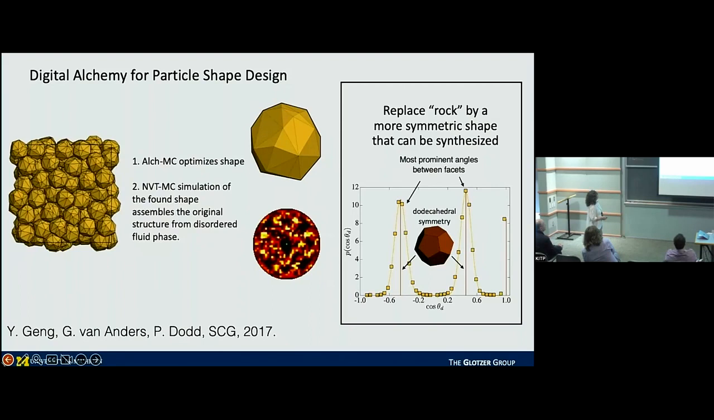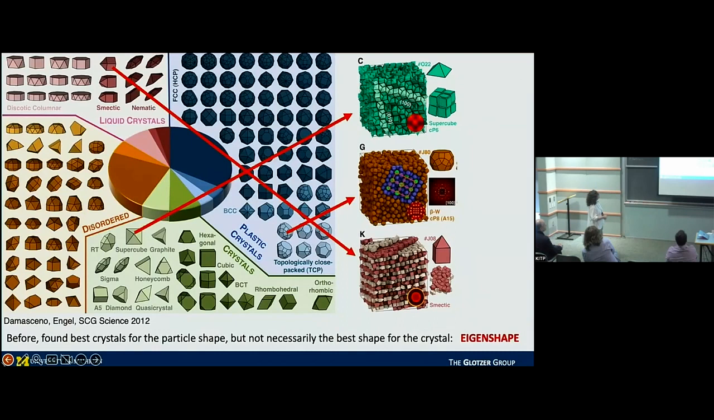And back when we did this work where we just take a particle, we throw it in a box and see what self-assembles, that might be at whatever volume fraction we did that study at, that gives us the crystal structure, right? That's the best crystal structure for that particle shape. But that doesn't mean that that shape is the best shape for that crystal, right? And so by coupling this with this alchemical simulation, we could try to find what I call the eigenshape, for lack of a better word, which is a particle that's in the crystal structure that's best for it and vice versa.